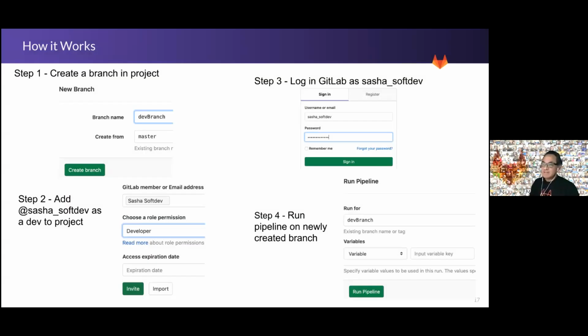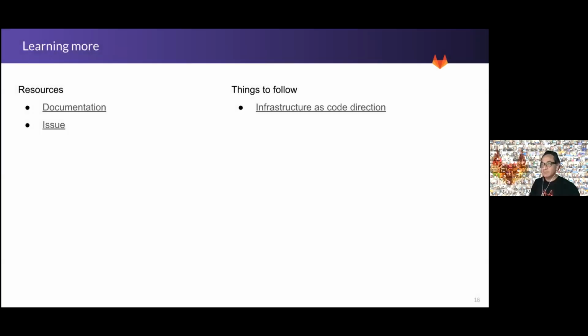I provided the steps to exercise this feature. You need to create a developer branch. You need to add someone with a developer role into the project. Obviously, log in as a developer, and then run the pipeline that you just saw from the same project, but specifying that developer branch.